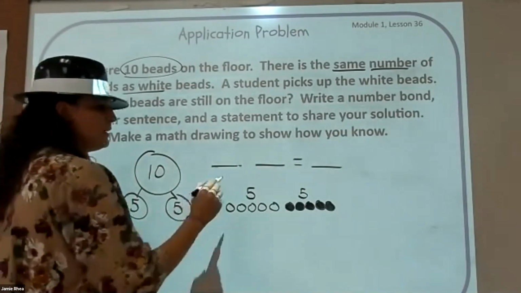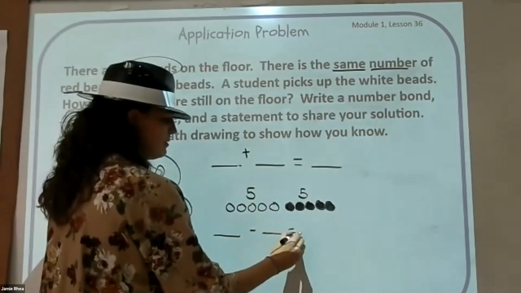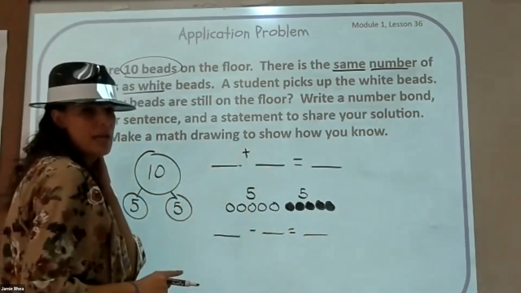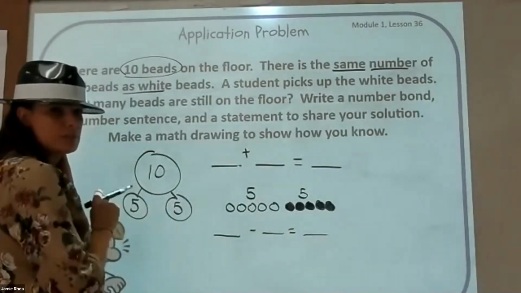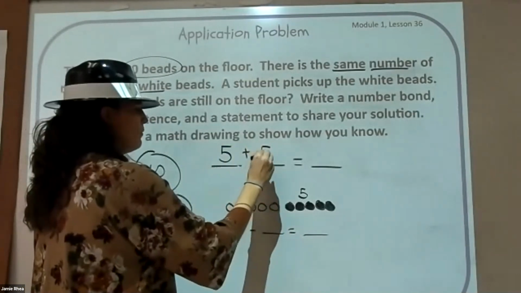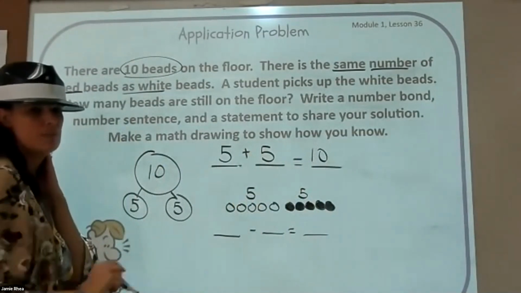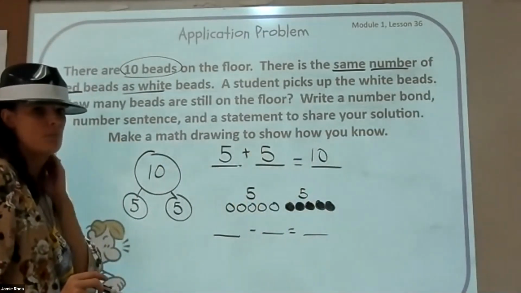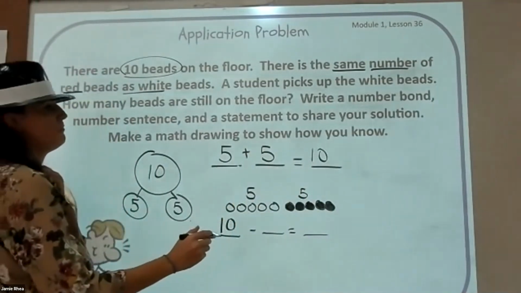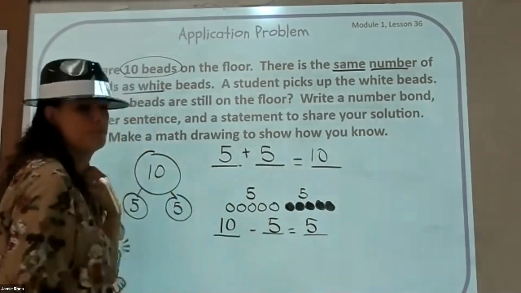Could I do an addition and a subtraction? Yeah. Let's do addition first. Am I going to use my total or my parts first? Parts. 5 red, 5 white, 10 beads total. How do I do my subtraction sentence? I'm going to do that total first. 10 beads in all. And then we had 5 that were red, 5 that were white.